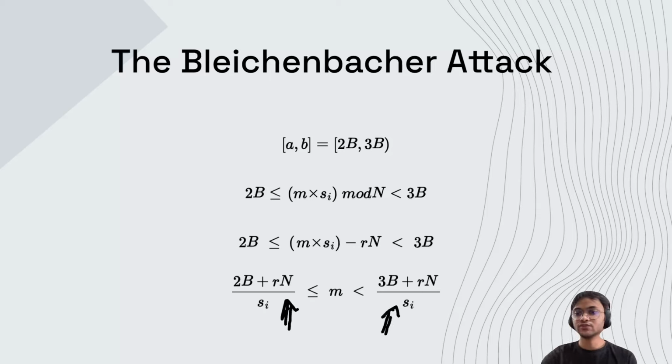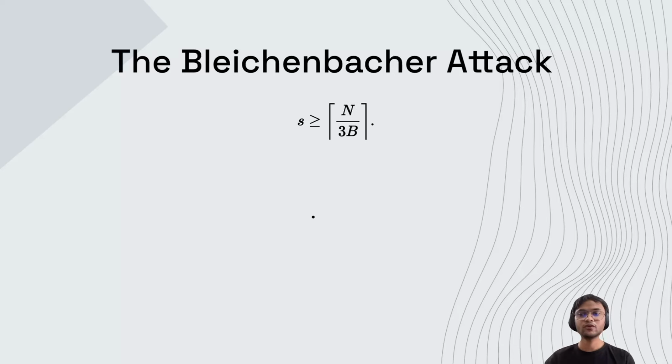The attacker's goal is to find one or more such s_i values that will allow us to narrow down the range, or the interval, in which m lies. The attack, as per Bleichenbacher's algorithm, instructs the attacker to start with a value that's at least the ceiling of n over 3B. For a modulus whose length k is equal to 3 bytes, let's define a few sample numbers for our example.